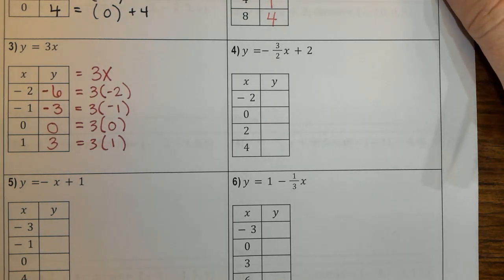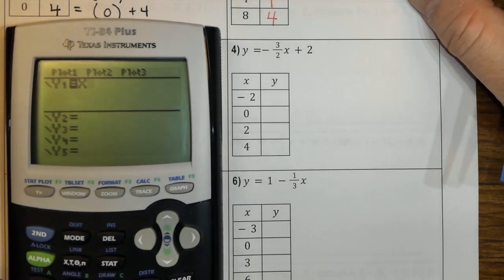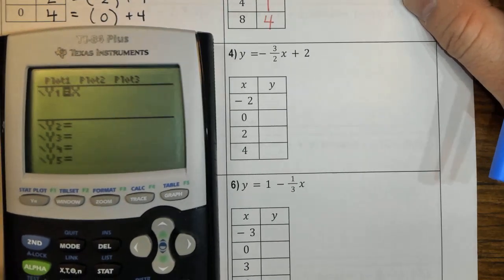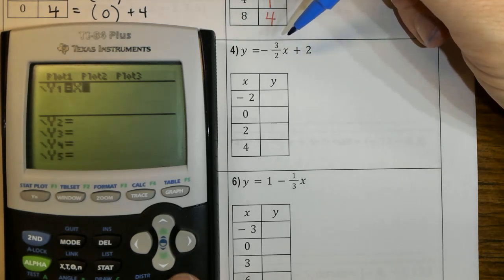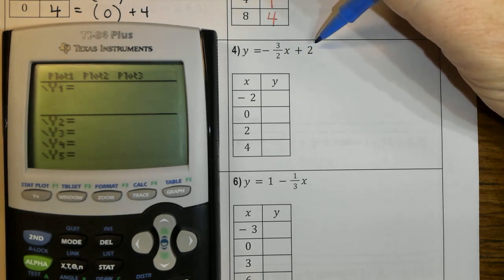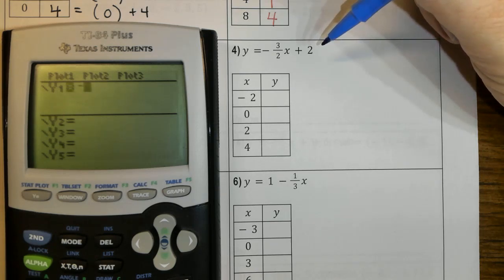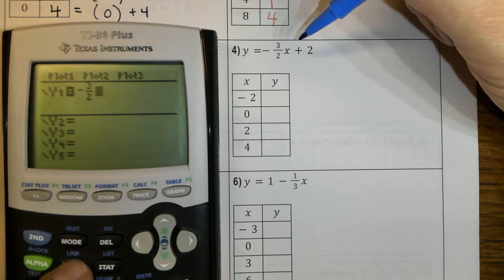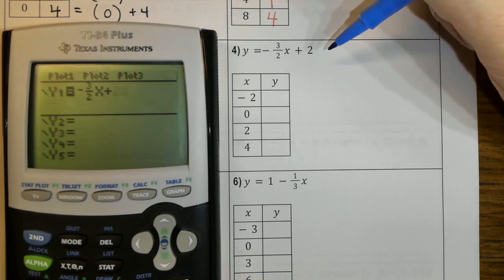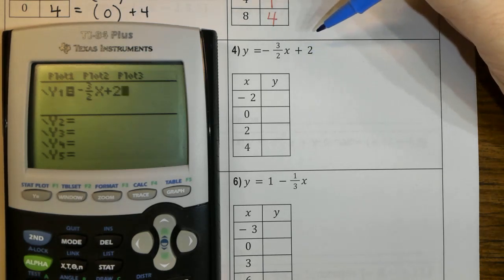All right, number 4, we have a fraction, so I'm going to use y equals in the calculator. You want to type this in just like it looks. So negative, and then I have a fraction, 3 over 2, x plus 2. So it looks the same.